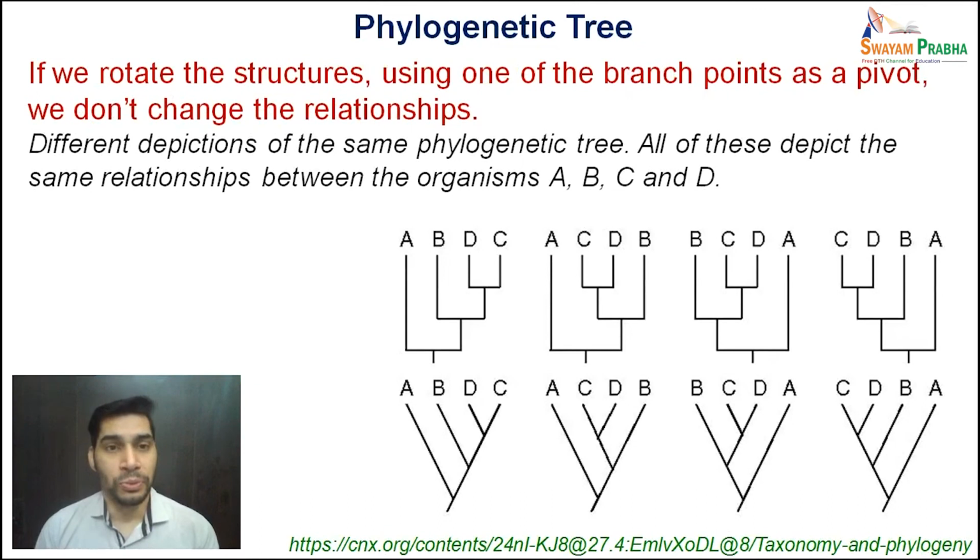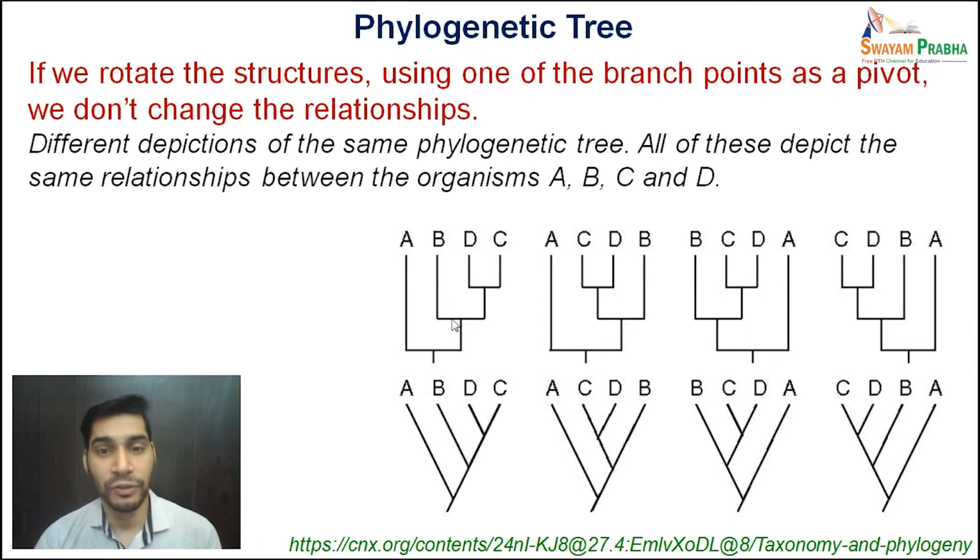Also, if we rotate the structures using one of the branch points as a pivot, we do not change the relationship in a phylogenetic tree. Now, different depictions of the same phylogenetic tree have been shown here. All of these depict the same relationship between the organisms, that is A, B, C and D.